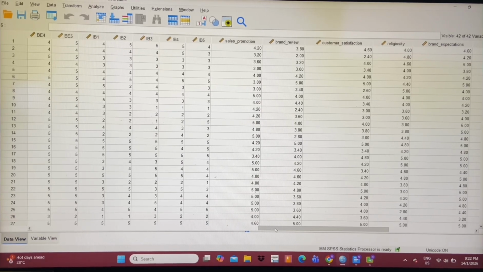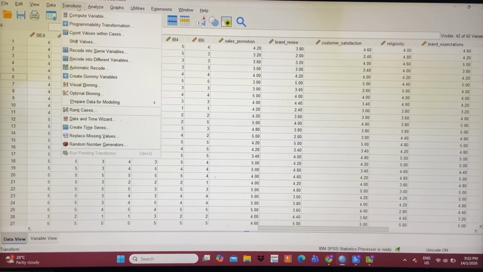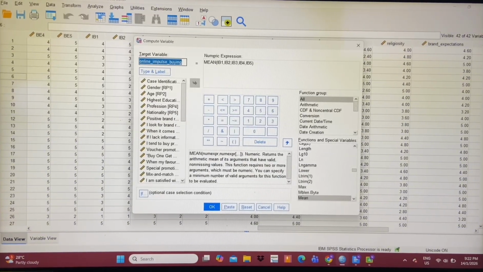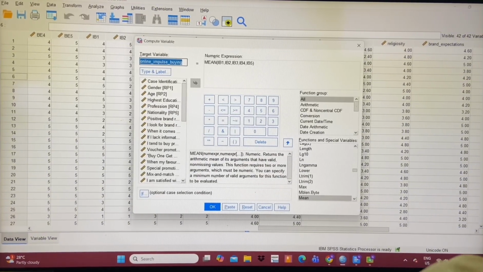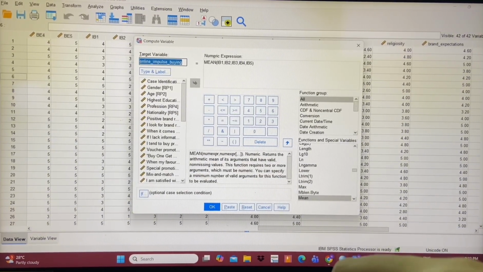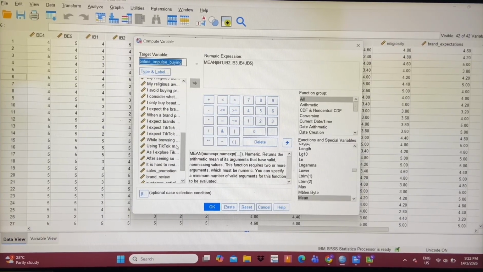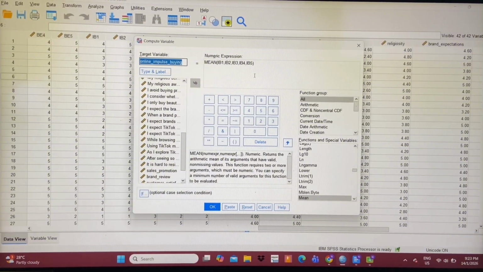In SPSS, I go to Transform, then click Compute Variable. For example, for the variable of sales promotion, I compute the mean of all related items such as SP1, SP2, SP3, and so on. This step is repeated for all variables including brand review, customer satisfaction, religiosity, brand expectations, and also online impulse buying.